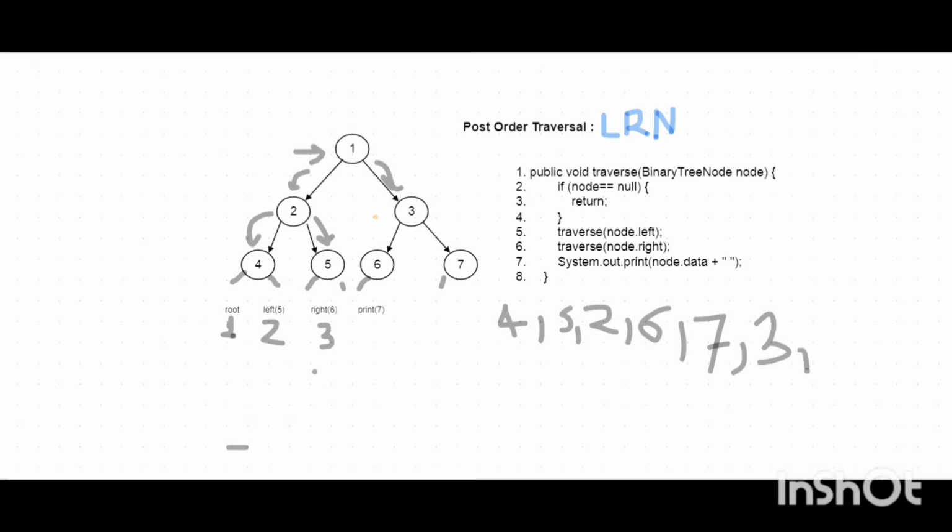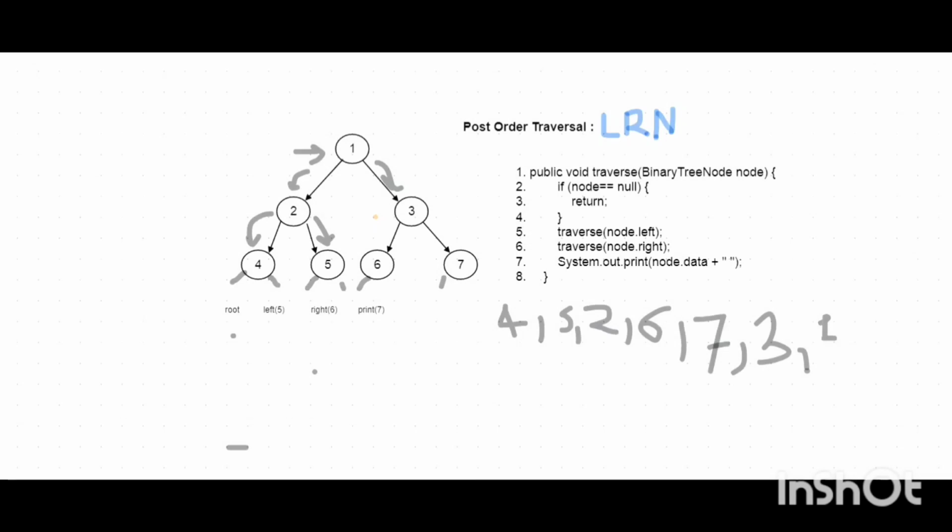We are done visiting the left side of node 1. We are done visiting the right side of node 1. Now we'll be printing node 1. With this, node 1 will be visited. And we are done traversing all the nodes of the tree. This is the post order traversal: 4, 5, 2, 6, 7, 3, 1. So first we visit the left side of the node, then we visit the right side of the node, then we visit the node.